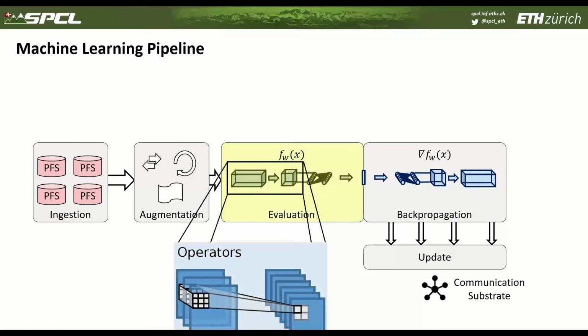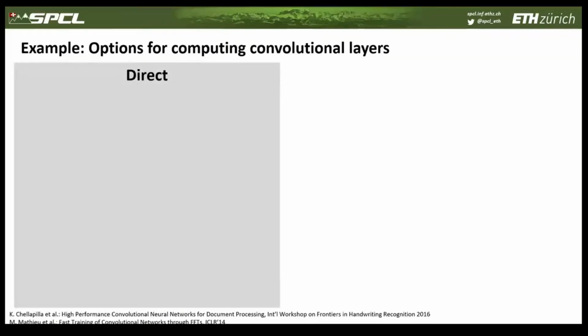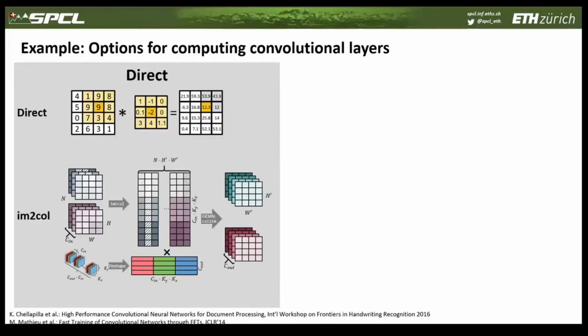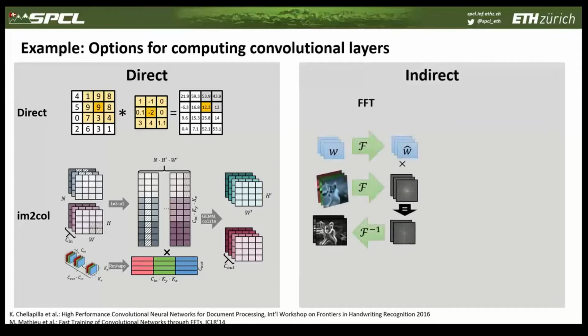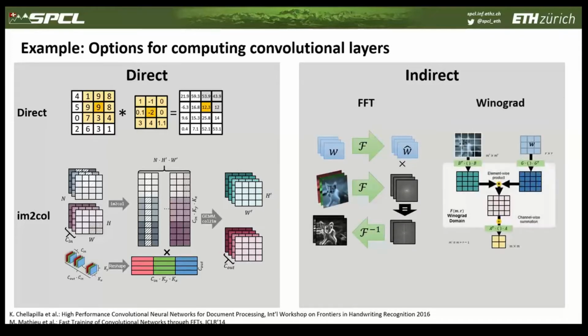We will start with the most basic of those, which is when you're evaluating a neural network, a single operator. So if we're talking about two-dimensional convolutions, like again, for the case of images, then we have many different ways of computing it. We can do it directly. We can perform a data layout transformation followed by a matrix multiplication.